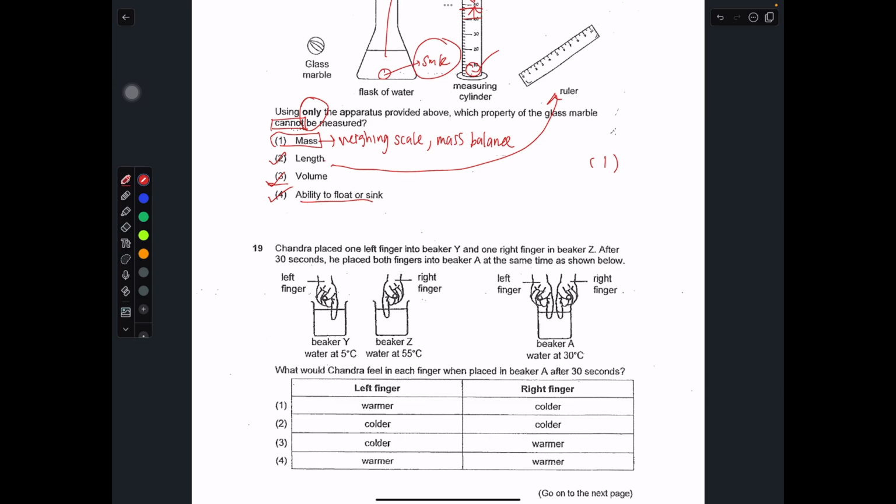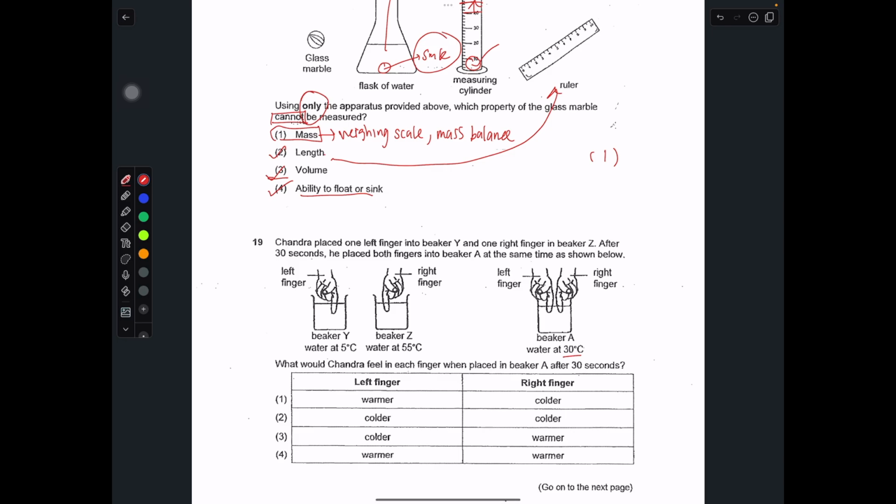This one is a little bit tricky. When Chandra placed one left finger in Y and one right finger in Z, after a second he placed both of them in beaker A, which is at 30 degrees, at the same time. How would he feel for each finger when placed in beaker A? Let's take a look at the left finger. Normally when you put it at 5 degrees, your finger's temperature would have already decreased because your finger loses heat to the cold water. So when you put it here, your finger is already colder. When you put it in the 30 degrees, you will feel warmer.